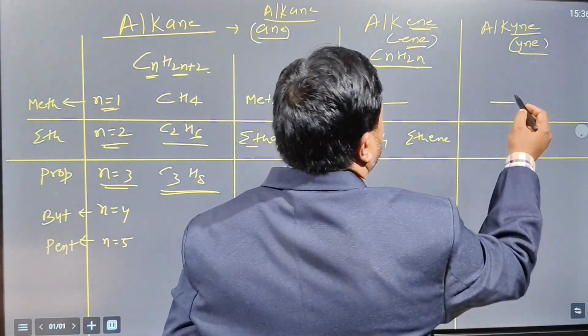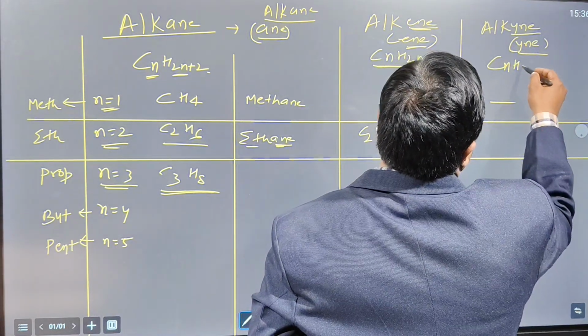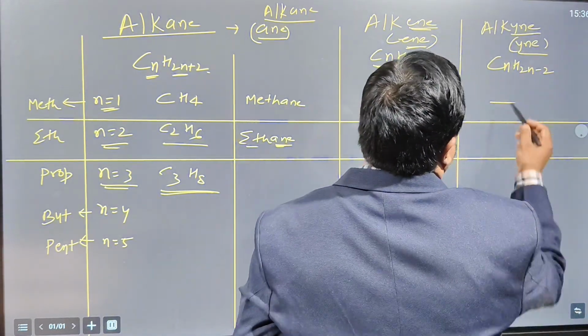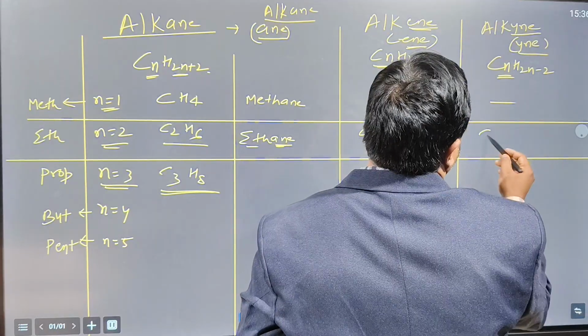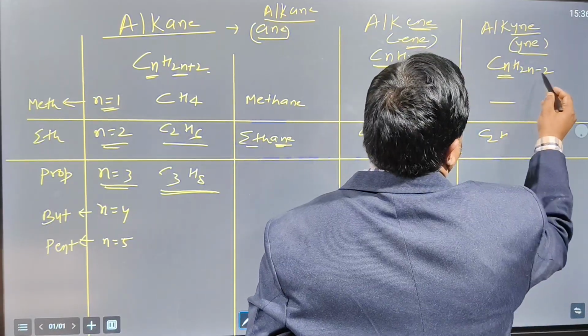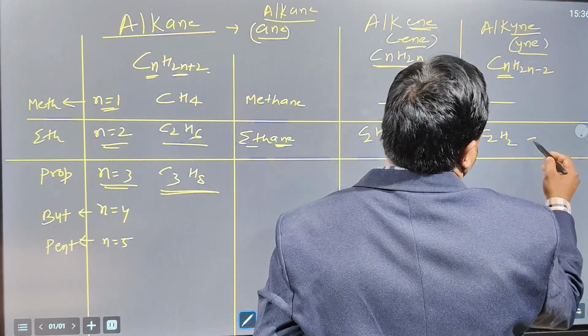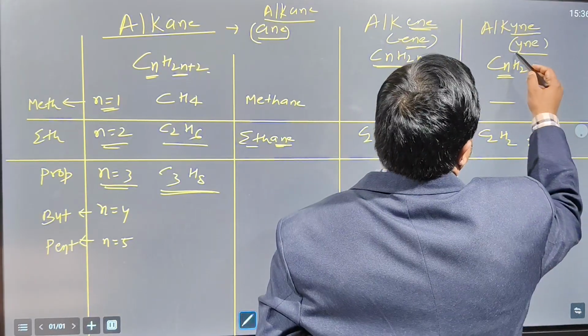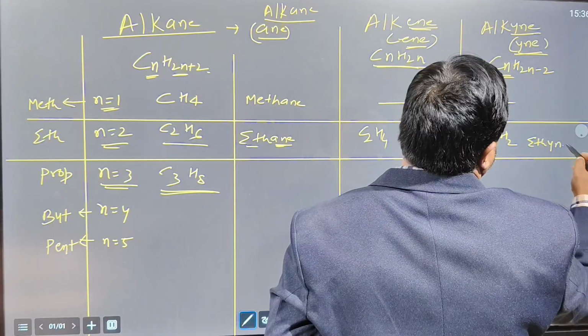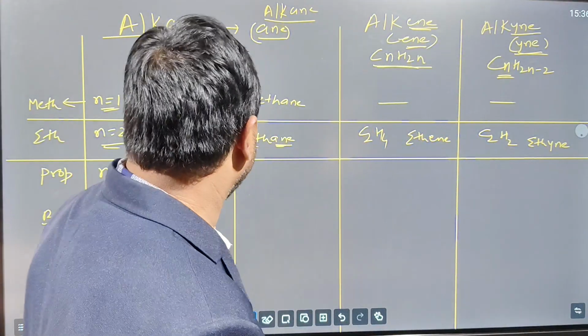Similarly, if you see alkyne, alkyne has the general formula CnH2n minus 2. So you put n is equal to 2 here: C2H2n minus 2, that is 2 into 2 minus 2, that is C2H2. So second carbon is what? Eth, 2 carbon. Suffix is what? Yne. So it is ethyne. Yes or no?